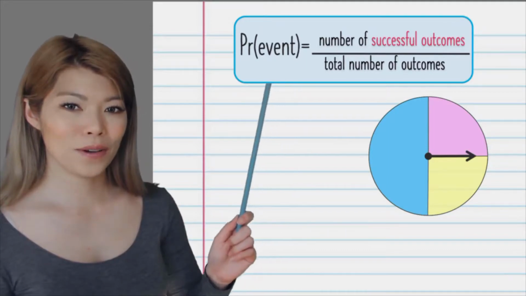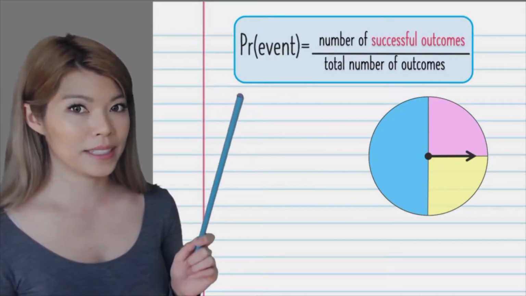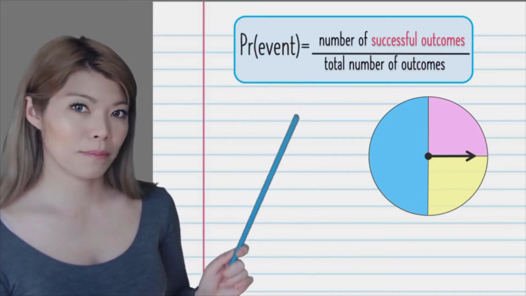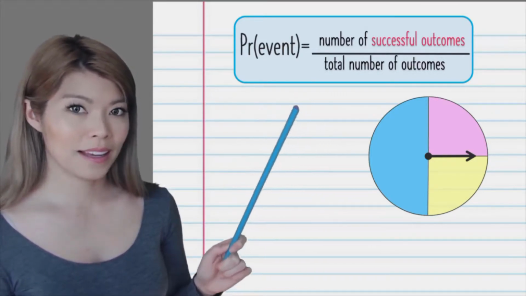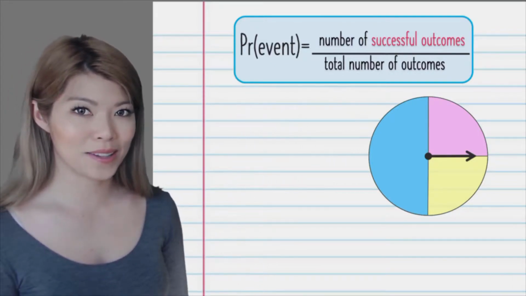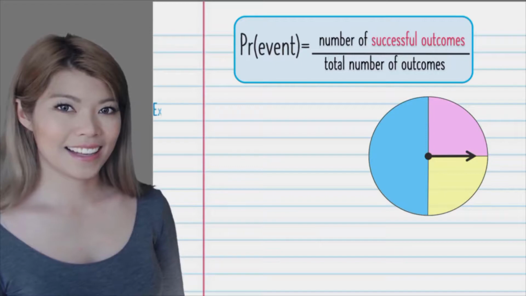Now, in the last video we wrote that formula up there. The probability of an event is the number of successful outcomes over the number of possible outcomes. If you've forgotten or you're not sure what that means, click on the little I and it'll take you to that video. Example 1.